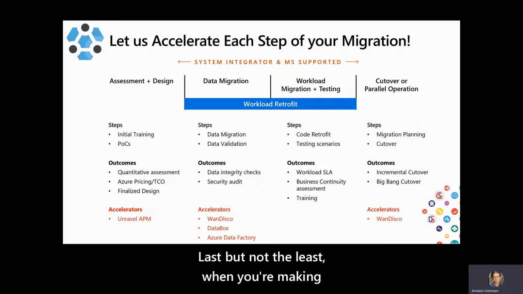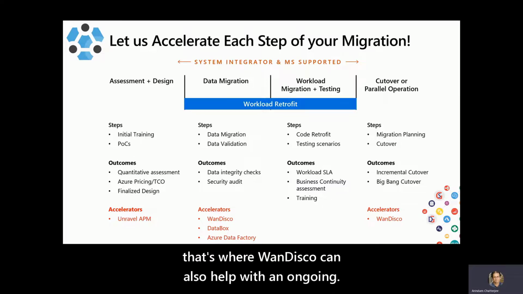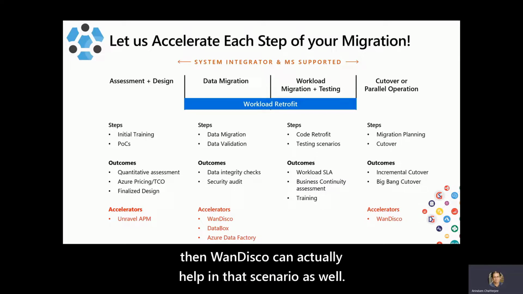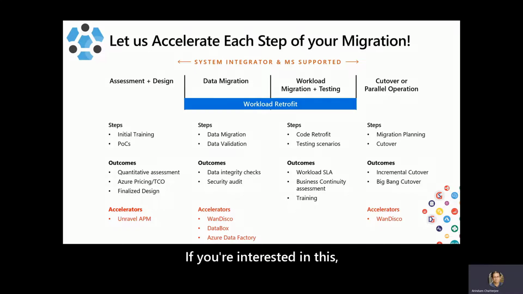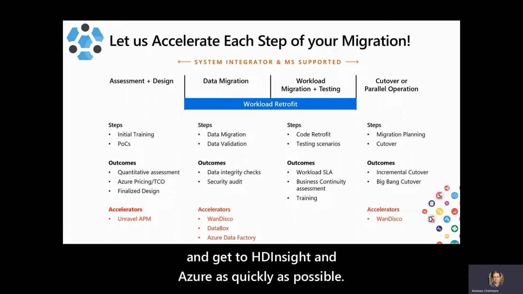And last but not the least, when you're making your decision as to whether to cut over or do a parallel operation, that's where WANdisco can also help. If you decide to do a parallel operation, then WANdisco can actually help in that scenario as well. So, if you're interested in this, talk to your account team, reach out to me and my team, and we'll certainly help you make sure you're making the right decisions for your migration and get to HDInsight and Azure as quickly as possible.